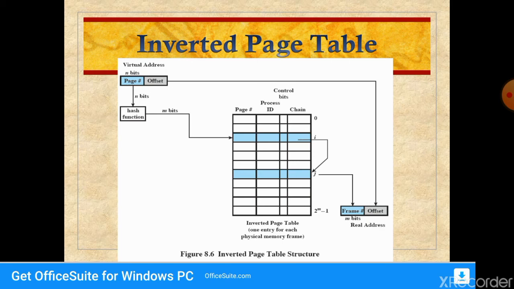Once the frame number is known, the frame number is combined with the offset from the virtual address so that the real or physical address can be identified.